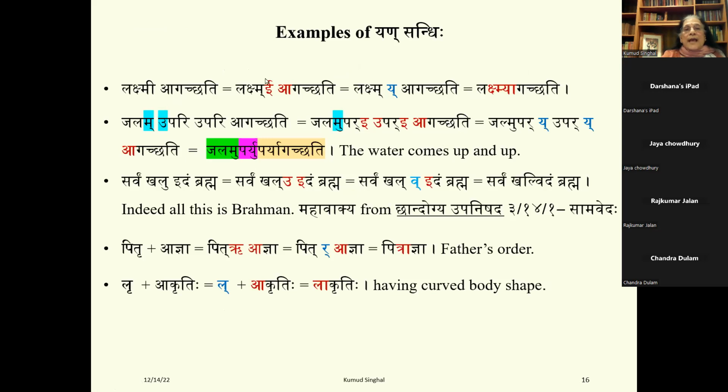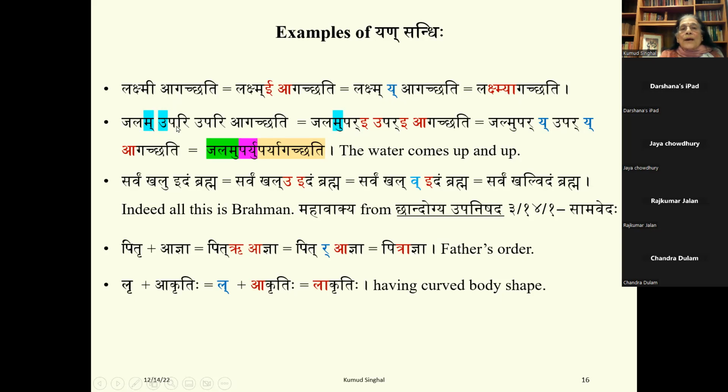So let us look at few examples. Lakshmi agachati. Lakshmi ends with a long E, and agachati begins with a long A. So they are dissimilar vowels. So this E will be replaced by Ya. Now Ma and Ya are a conjunct consonant. Ma is written like this with a vertical line drop. And Ya and A combined together become a long Ya. So Lakshmya gachati. This is a Yana Sandhi.